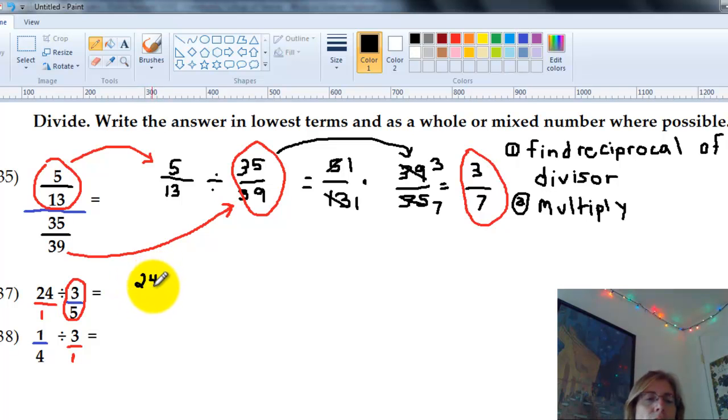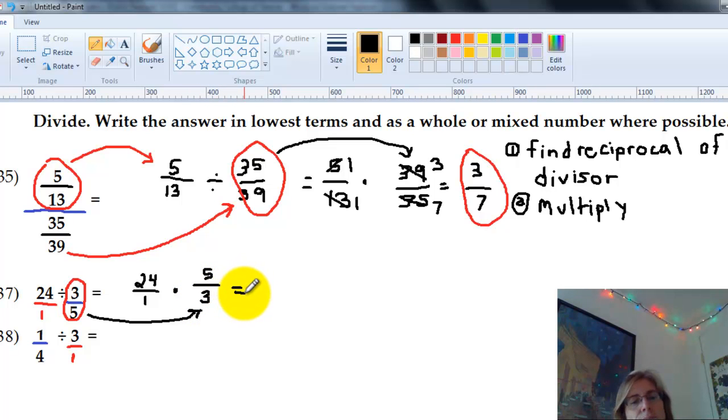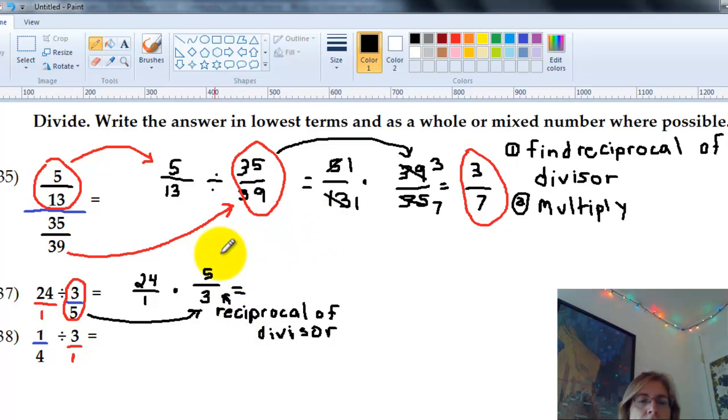24, making our whole numbers fractions, multiplied by the reciprocal 5/3 equals. So we can cross reduce. Reciprocal of divisor. So we'll cross cancel, and I'll do it in a different color. 3 into 3 is 1. 3 into 24 is 8.